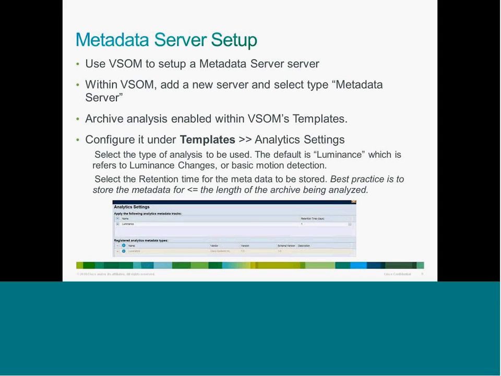So about setting up this server. As we have been reading, it has to be a standalone server first of all. Once we set up the server, it's similar to setting up the media server through the VSMC wizard. As we go through the wizard, we set it up and choose metadata server as the service to enable. To do that, you can then go to VSOM and add the metadata server in there. When the server is added, you can go to your templates, and we have a new tab now for analytics settings, which can be used to set these parameters.